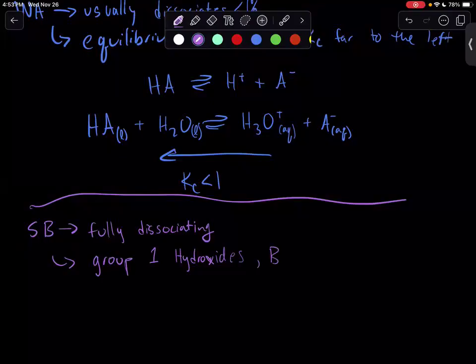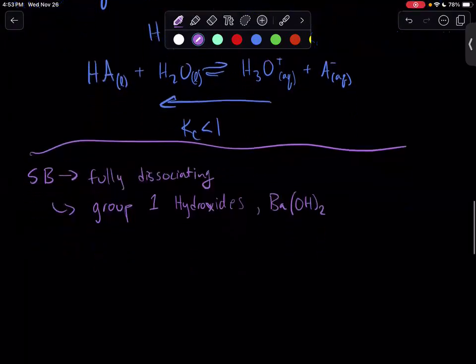Also barium hydroxide. So group 1 hydroxides and barium hydroxide. These would be alkali solutions. So if we're using M to represent one of those group 1 metals, MOH aqueous would turn into M+ aqueous plus OH- aqueous.